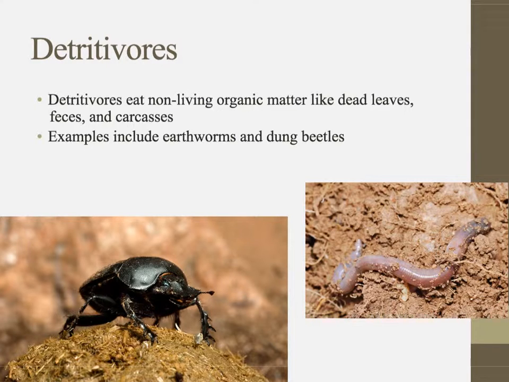What the heck is detritus? Well, detritus is any non-living organic matter, and that can be things like dead leaves. So they have organic molecules in them, glucose, cellulose, etc., but they're not living. They can eat feces. Yes, we must have things that eat feces. If nothing ate feces, then the whole world would just be filled with big piles of feces, and that doesn't sound very nice. And carcasses, which are dead bodies. So examples of detritivores include things like earthworms, dung beetles, okay, some other insects that live in the ground. Those are detritivores.